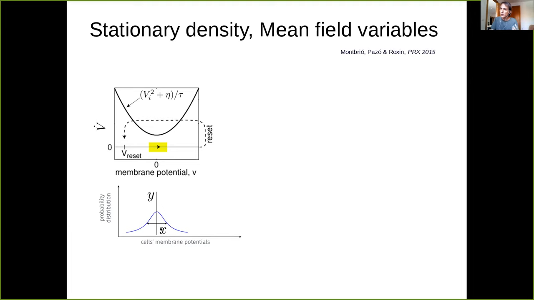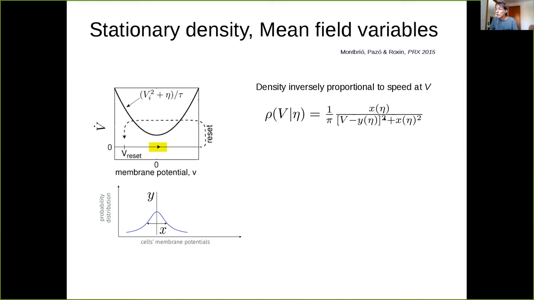And in order for this density to be stationary, it should be inversely proportional to the speed of the neurons, which is given by v squared. So it should be inversely proportional to v squared. Y is the center of this distribution, and X is the width of this distribution. And this is a Lorentzian distribution. In general, these X and Y are going to depend on eta, and then we will have many different etas.